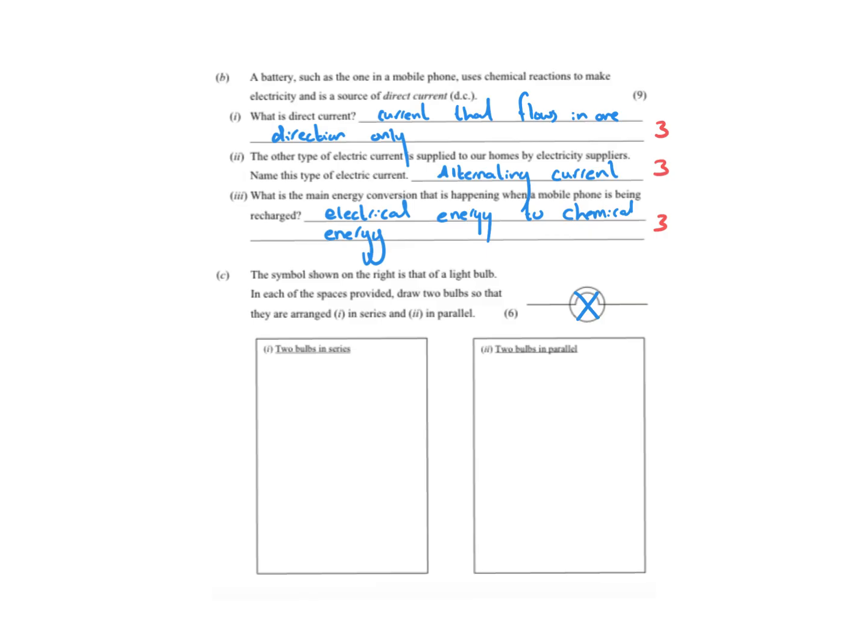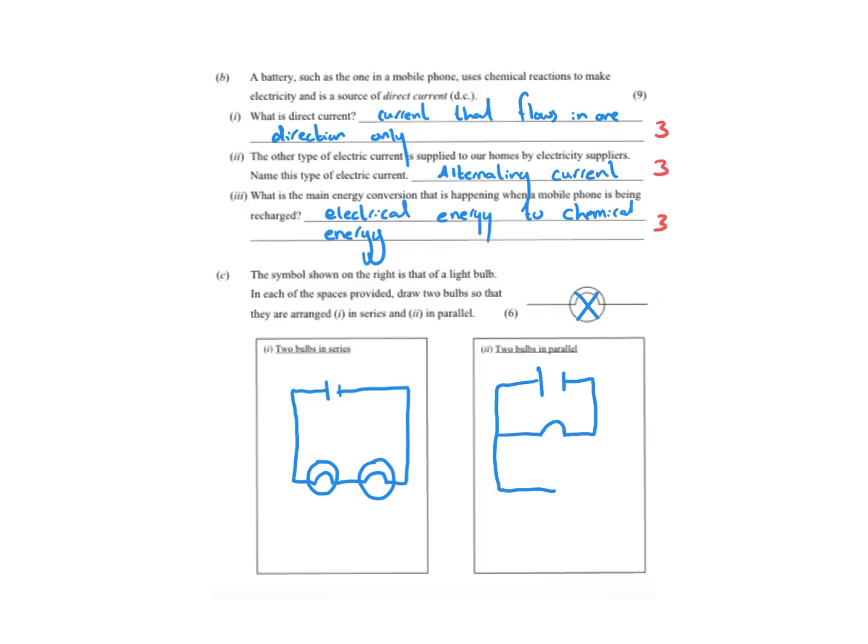So the one in series that we've seen before, we're going to have our battery, we have our wire, and our series circuit is going to look something like this. So there's my 2 bulbs, and my parallel one is going to look something like that. Okay, so the one in series over here, we've 1 bulb after another, and the one in parallel, we have 2 possible routes for the current to flow in.